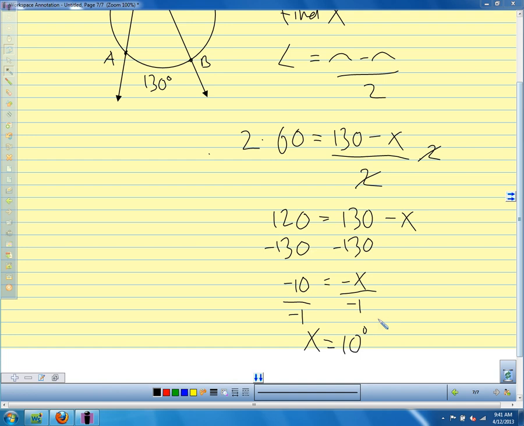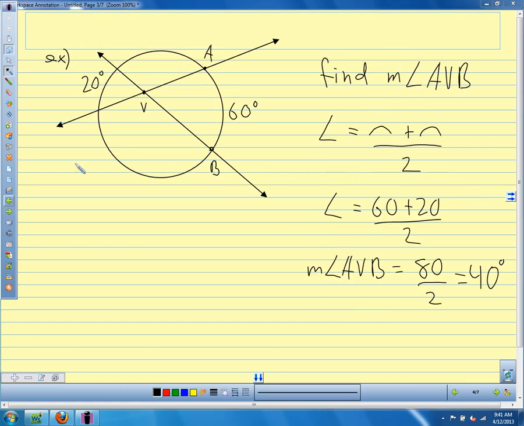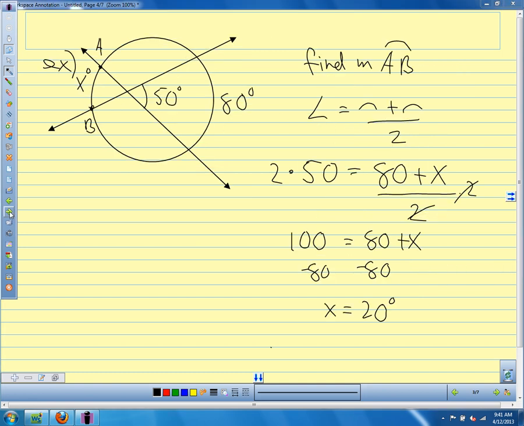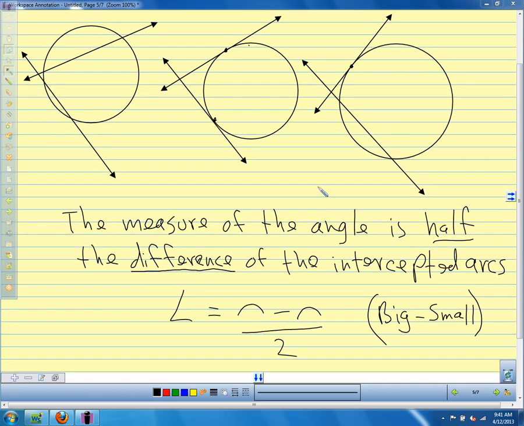All right, so now we know 4 rules. For vertexes at the center, the angle and the arc have the same degree measure. If our vertex is on the circle, no matter what, no matter how it's arranged, multiply by 2 to get the arc, divide by 2 to get the angle. If our vertex is inside the circle, but not at the center, the angle equals the arc plus the arc divided by 2. And then our last rule finally, if our vertex is outside the circle, no matter how it's arranged, the angle equals the arc minus the arc divided by 2.